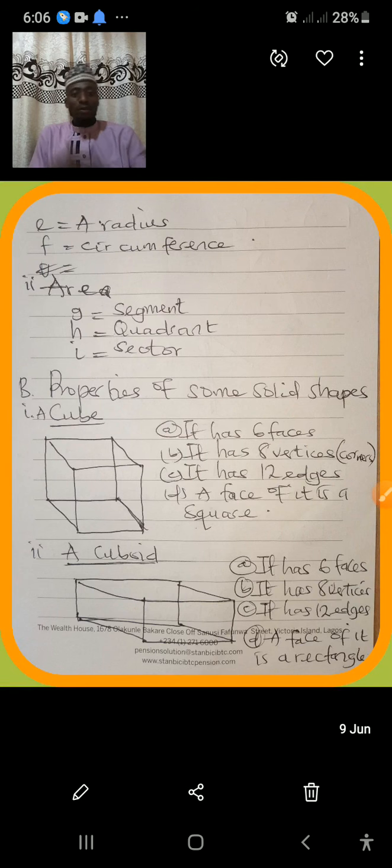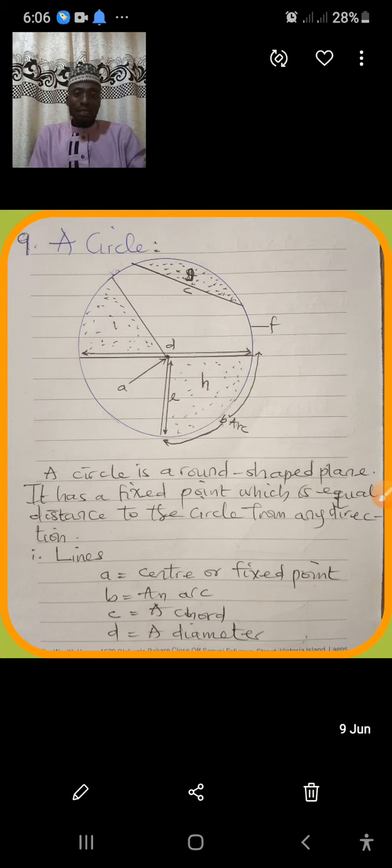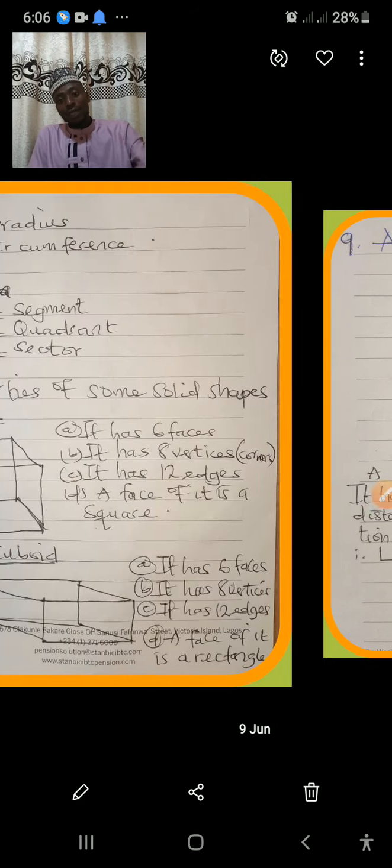Let's go to area. We have segment, quadrant, and sector. Where do we have segment? Segment is the space between the arc and the chord. So you see G, that space is area. That is called segment.